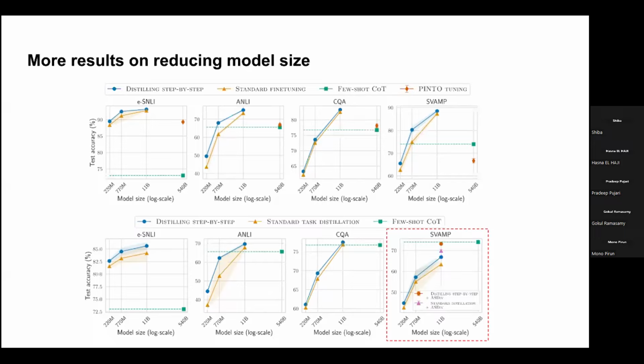Yeah, that's a good point. We do observe that by incorporating rationales, the training curve converges faster than standard fine-tuning. Although, for a fair comparison to standard fine-tuning, we always train the same number of steps for both distilling step-by-step and the baseline. But regarding convergence, we do observe that the extra task for rationale prediction helps the label prediction converge faster. Okay, thank you.